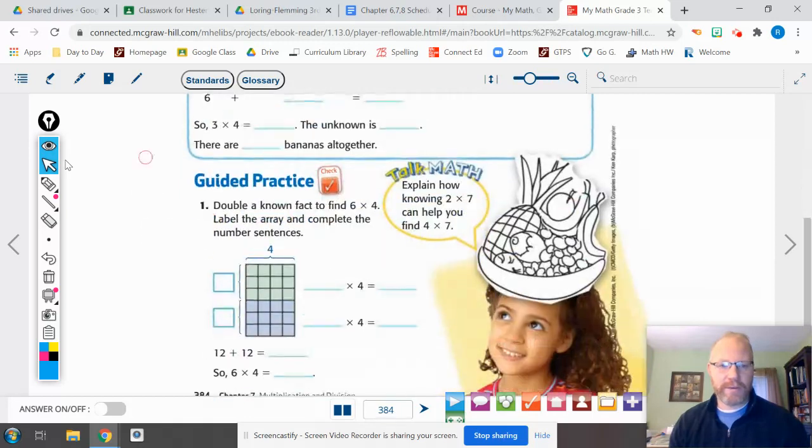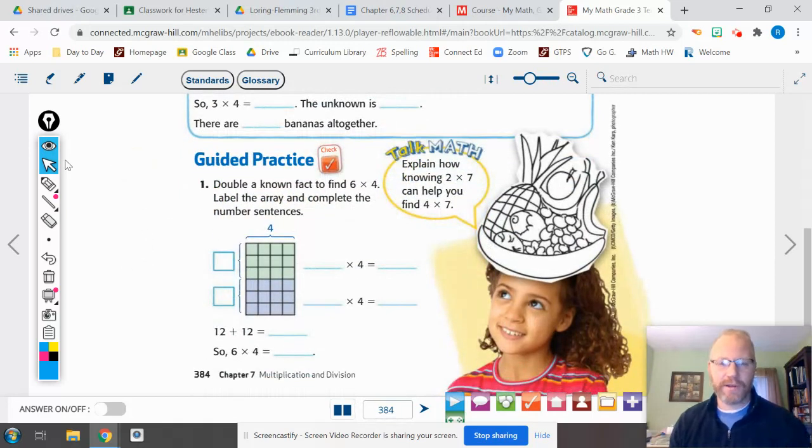Moving on to the guided practice. Guided practice is where you're practicing. I'm going to say these things out loud, and you're going to see if you can break them down. Here we go. Double a known fact to find 6 times 4. So 6 times 4, label the array and complete the number sentence. They want us to break down 6 or 4.